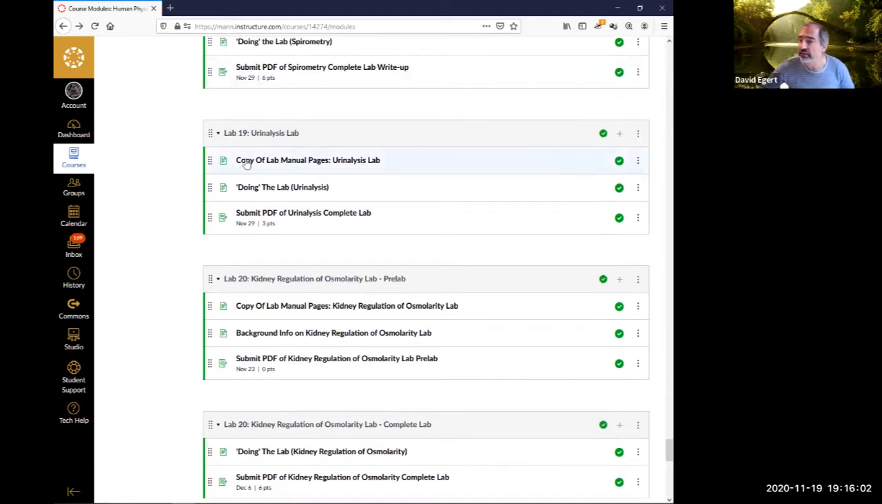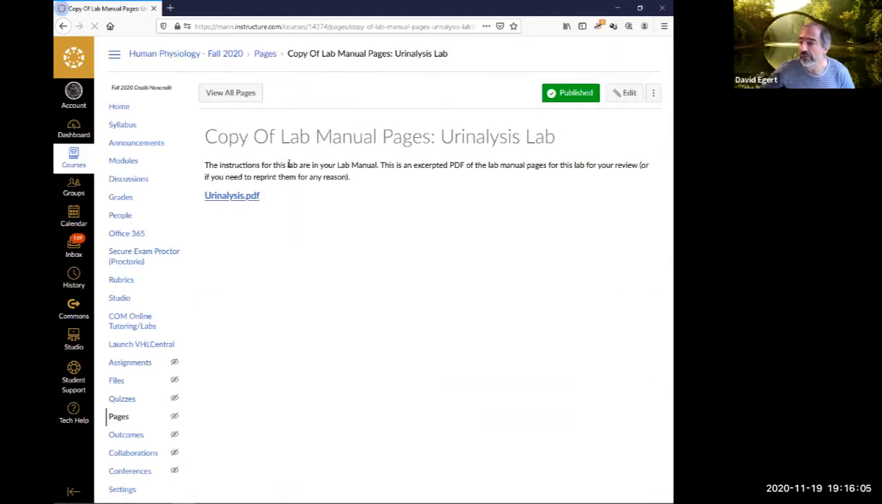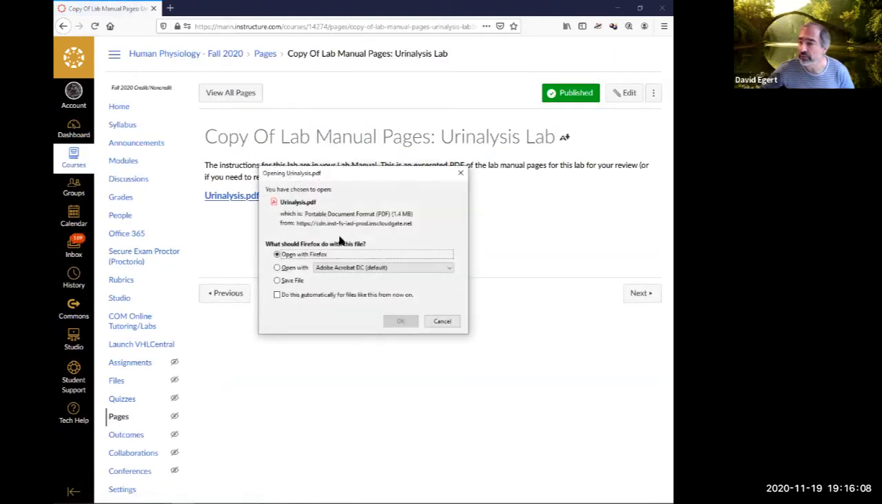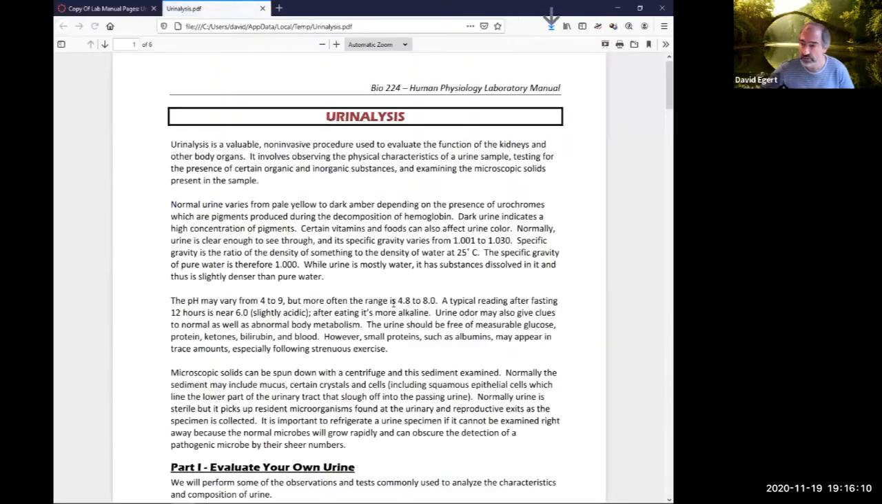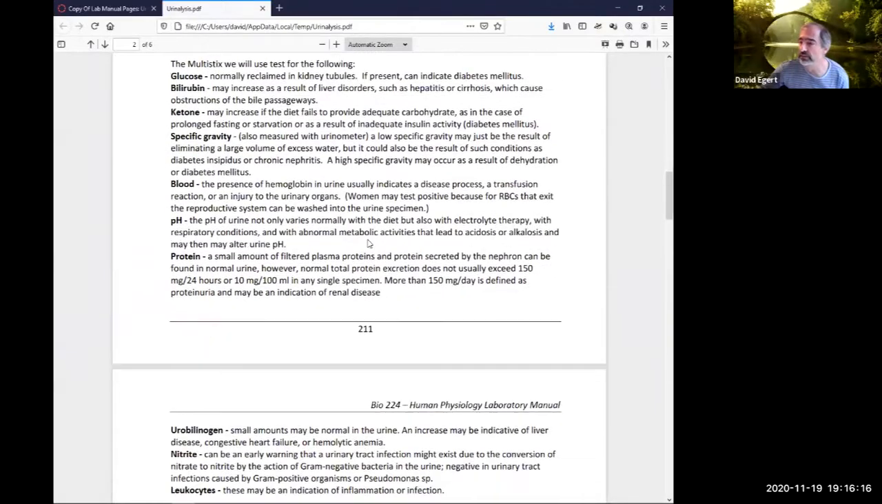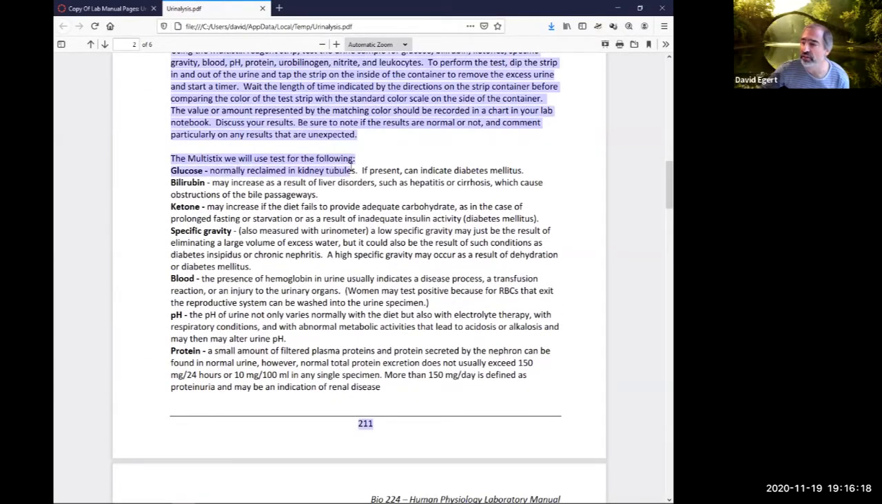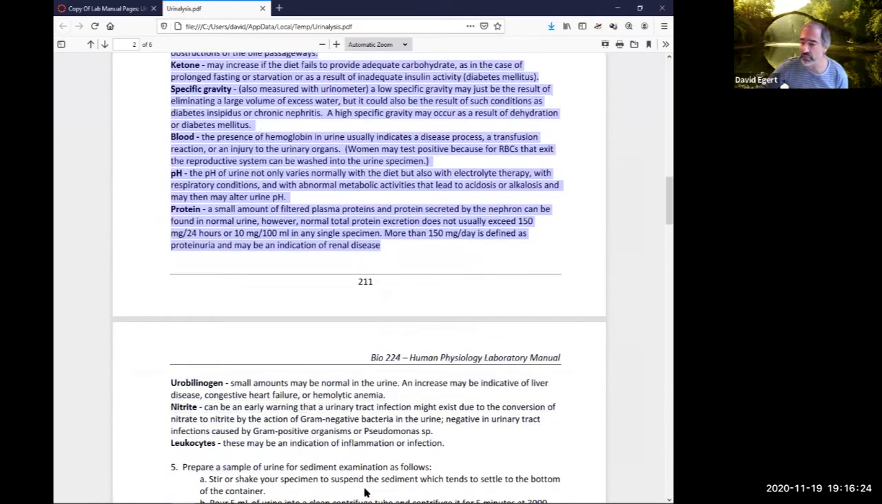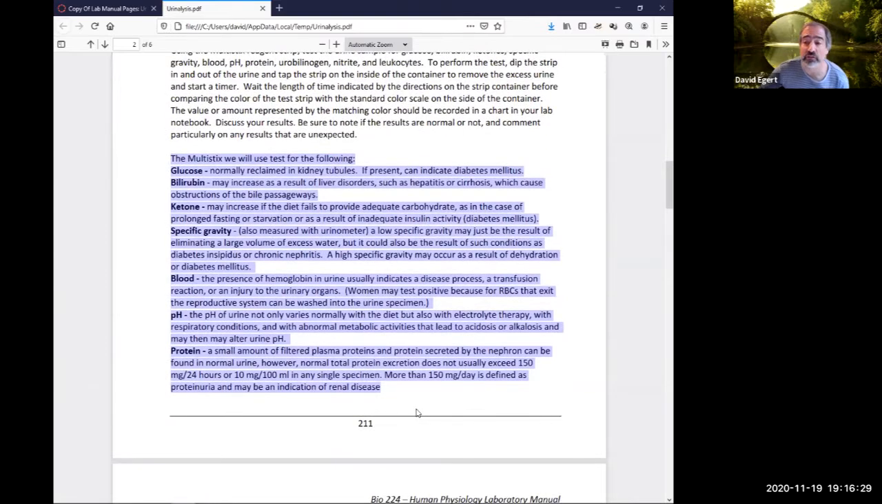So, urinalysis lab. These are the things that the multi-sticks can detect. I'm going to briefly run you through them so you have a sense of what we can be looking for and what it means, because part of the lab is interpreting the results. You're going to do these tests, but then you have to interpret what is likely going on with the patient.